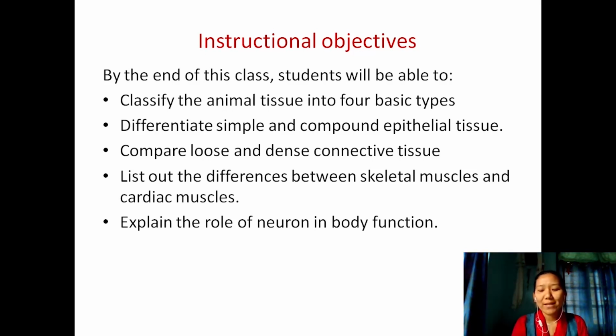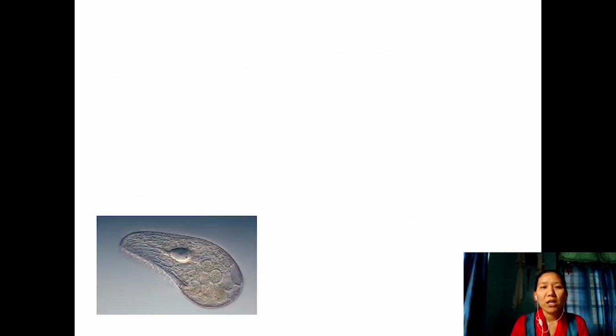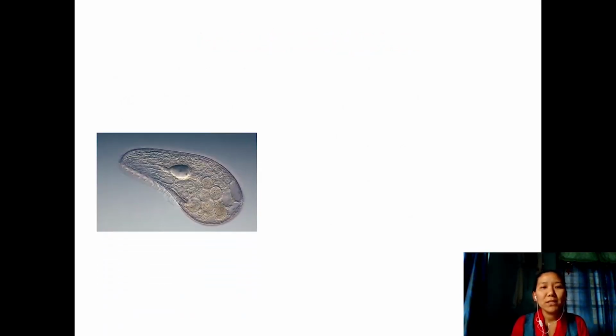All organisms can be either unicellular or multicellular. The picture shown here is that of paramecium, a unicellular organism, which is composed of only a single cell, and it is able to perform all the physiological functions. For example, this cell is able to do respiration, digestion, excretion, reproduction, movement, and everything.